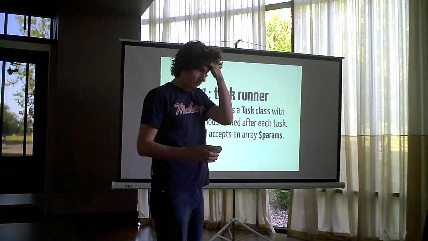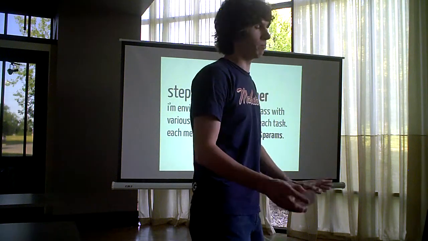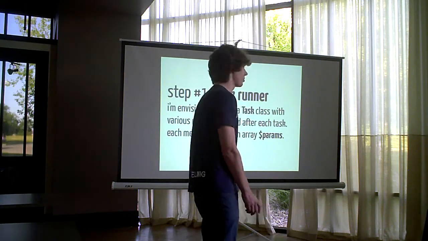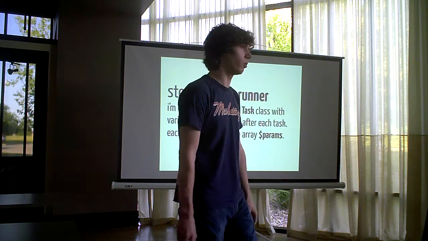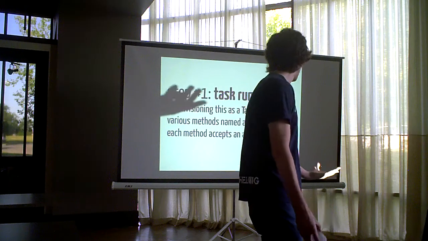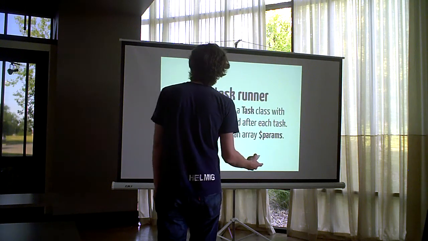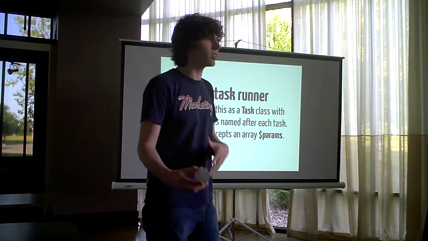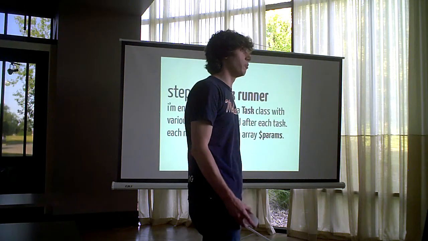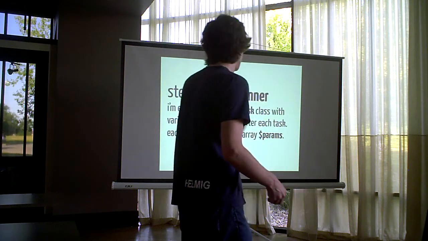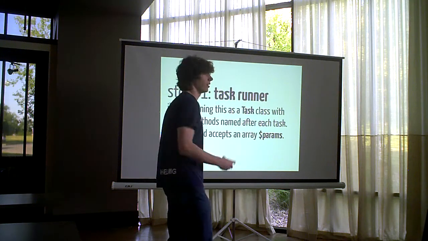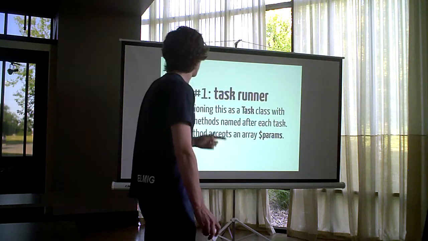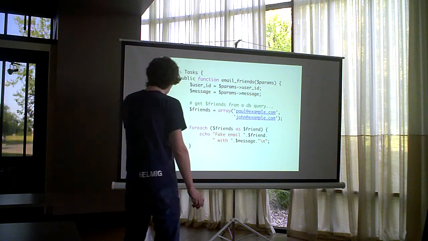So the first thing that we're going to want to do is create a task runner. And this is really, really simple. It's basically just a task class with various methods named after each task. So you might have a task called email friends, or generate PDF, or whatever, right? And then each method is going to accept an array of params. Basically, you need to get data into the task, and that's what the params is going to be. It's going to contain all that metadata needed to run that task, which in our earlier example is user ID and message.